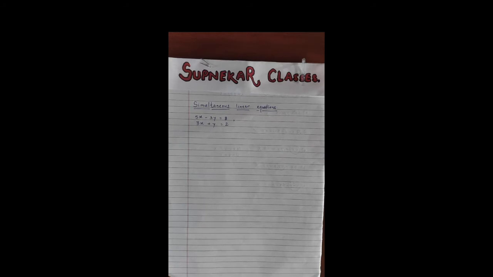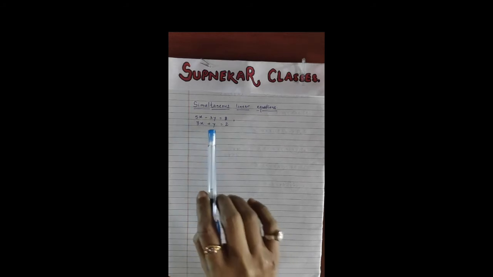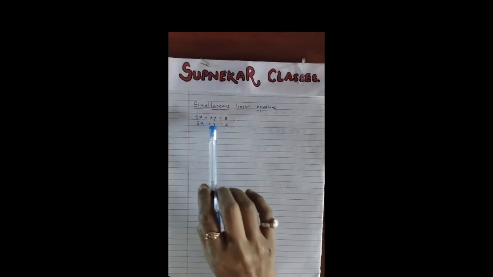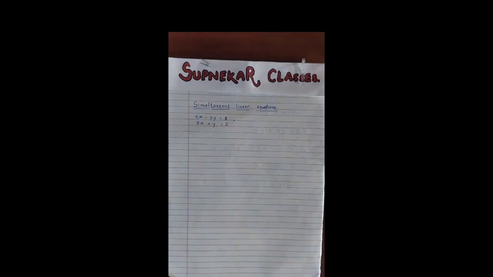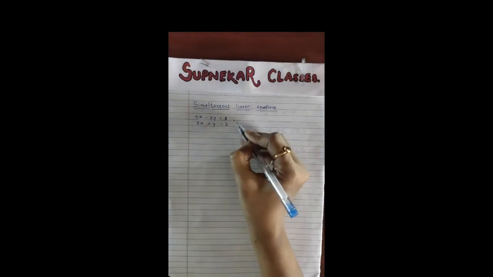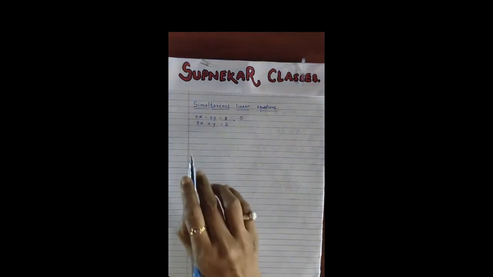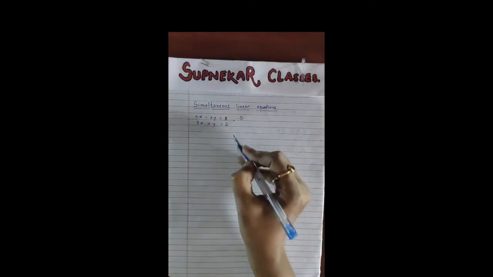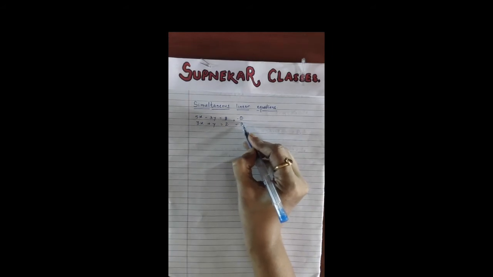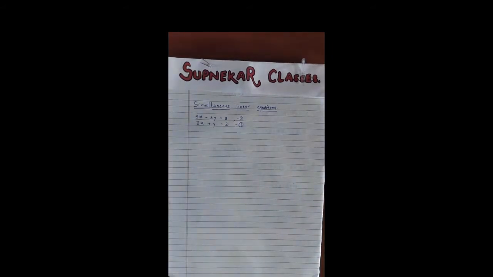Now try to understand. Here two equations are given. 5x minus 3y is equal to 8. This will be your first equation, and 3x plus y is equal to 2 is your second equation. Now how to solve this?